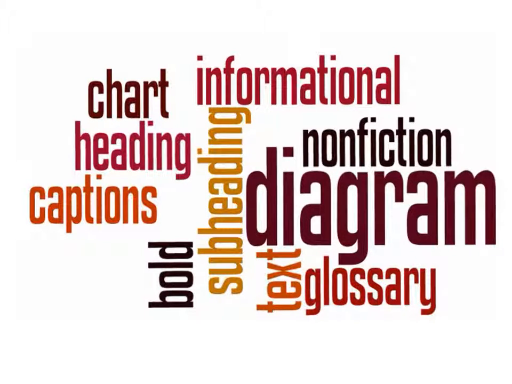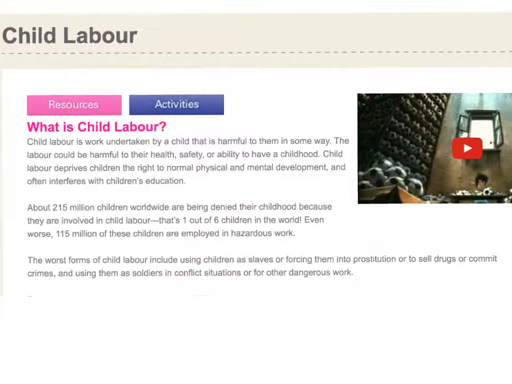The informational text features that are used in this article that we will focus on are subheadings or subtitles and bold print. The subtitle on this page asks the question, what is child labor? This tells you that the section you are about to read is going to answer that question for you. Question and answer is a pattern used in many informational texts. Please pause the video and read this section.